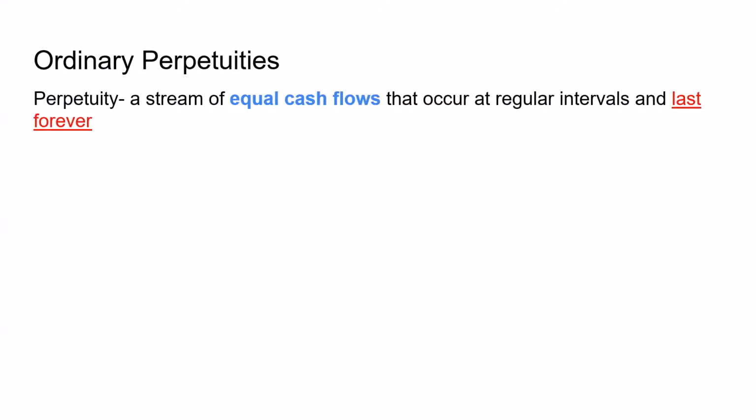Just like with ordinary annuities, where we can use the financial calculator to solve them, we cannot use the financial calculator to solve for perpetuities. This is because they last forever, meaning our n would have to be infinity, but we cannot enter infinity into a financial calculator. This means the only way to solve for the present value of a perpetuity is using the formula written here.